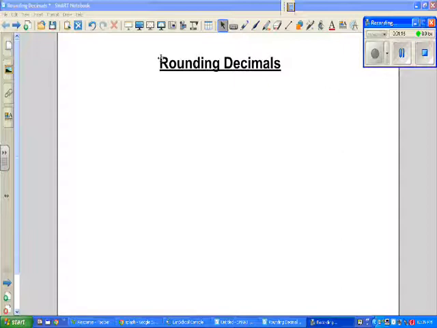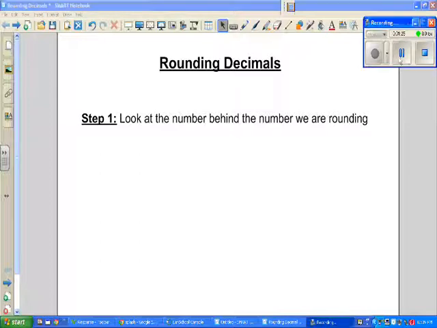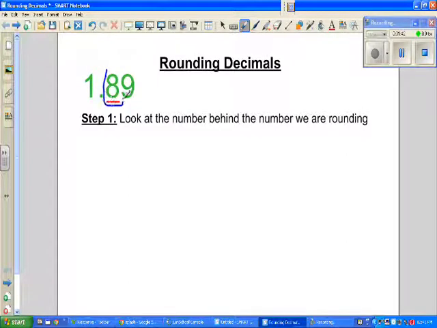Now that we know all this, we can look at the two next steps. Step number 1, wow, that's weird, is to look at the number behind the number that we're rounding. If we're rounding the number 1.89, and if we're rounding the 8, we need to look at step 1, look at the number behind the number we're rounding. So if we're rounding the 8, that's the number we're going to round, we need to first look at the number behind it. The number behind is a 9, and this is where step number 2 comes in.